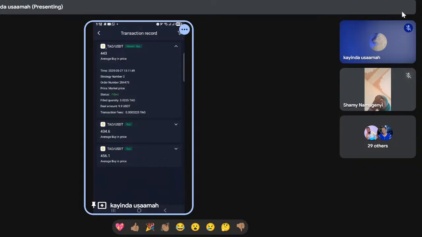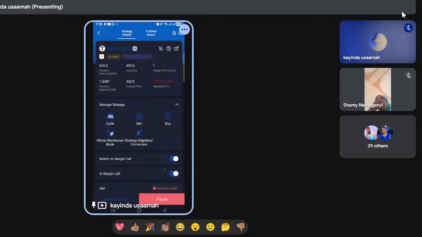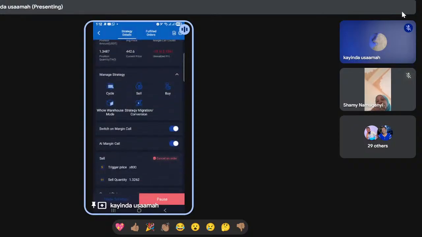Price, 443. When I did this, have you seen that? Have you learned something? Give me a thumbs up if you have learned something. Give me a thumbs up if you have learned something for sure. So this is an order from above, but it should only be done by people who know technical analysis.